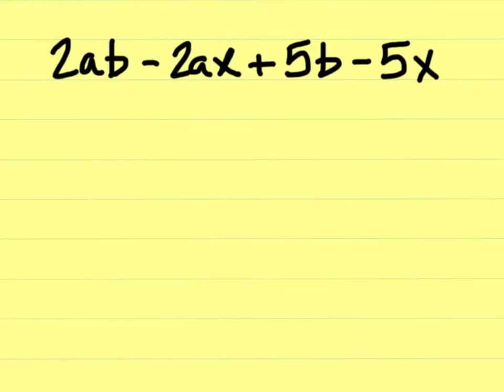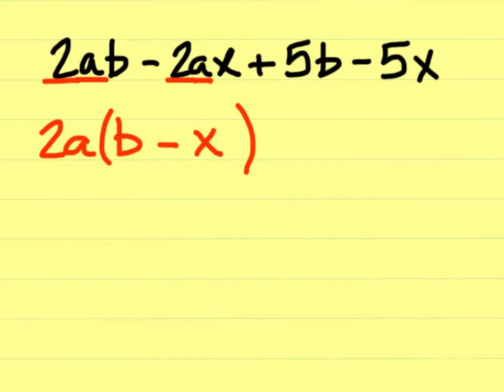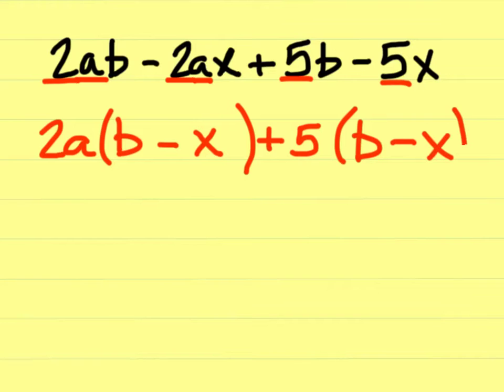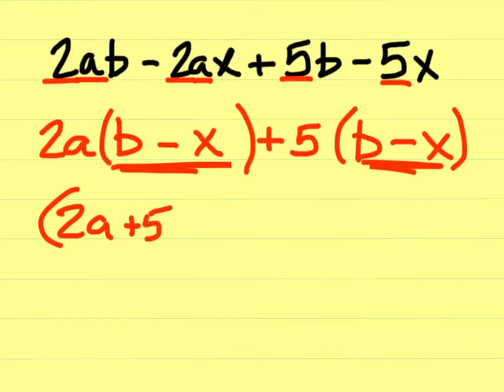For the practice problem, you have a 2 and an a that can come out of the first two items. So let's go ahead and stick with that and make it 2a, and then divide both by 2a to get b minus x. And then for the second two, you can take out a 5. And that would leave you with b minus x. So you have the same quantity in each one: 2a plus 5, and then b minus x.